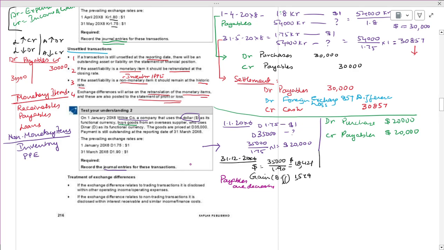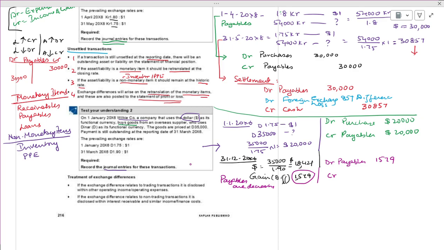If a liability decreases, will it be debit or credit? Debit. Debit is your payables. Debit only the difference, because we have not settled the transactions. How much is there? 1,579. Now you are paying less, so it is a gain for you. Credit all income and gains.